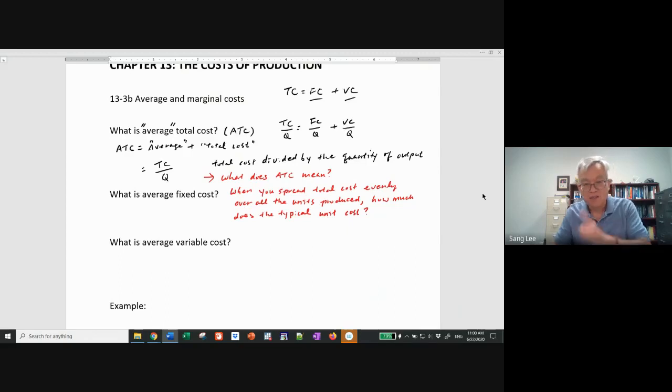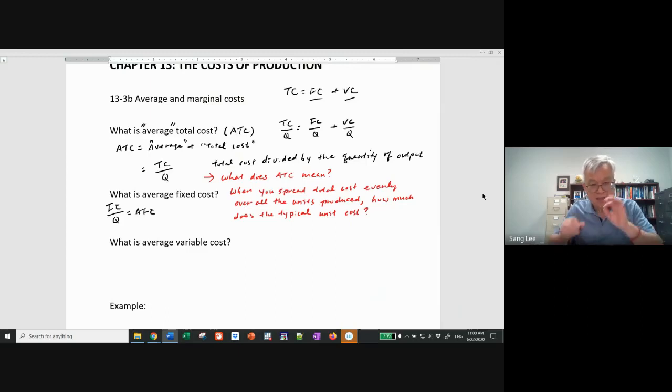And then the first term on the right-hand side is what? Fixed cost divided by Q. So we divided the fixed cost by Q, and we call this average fixed cost.